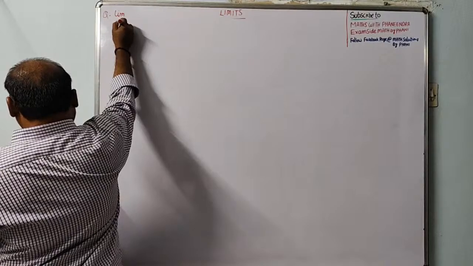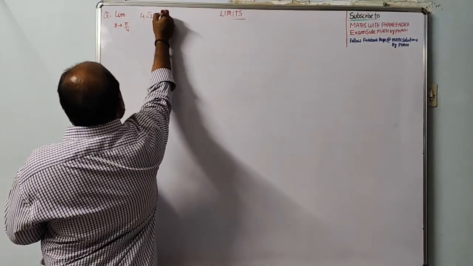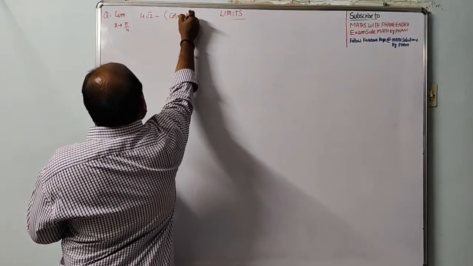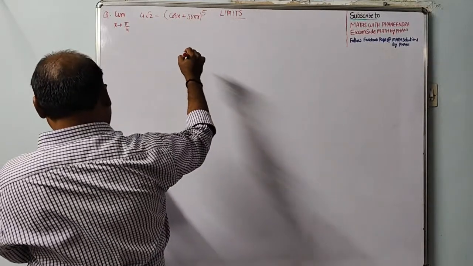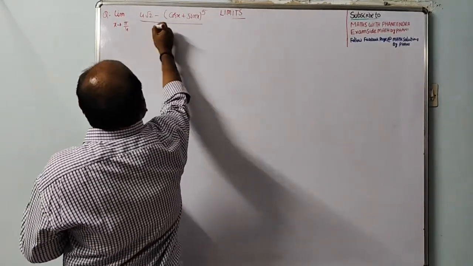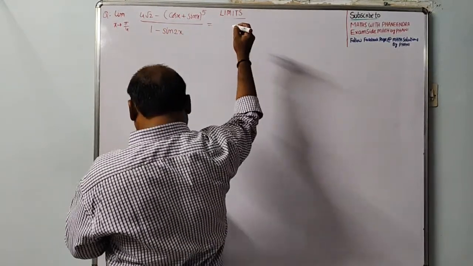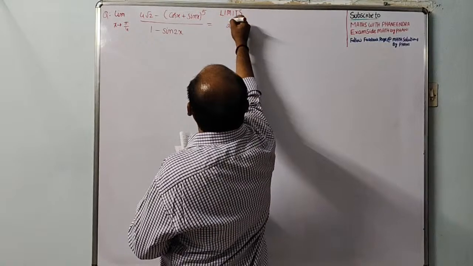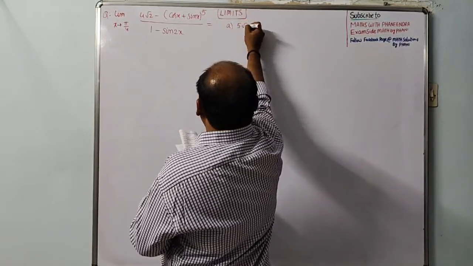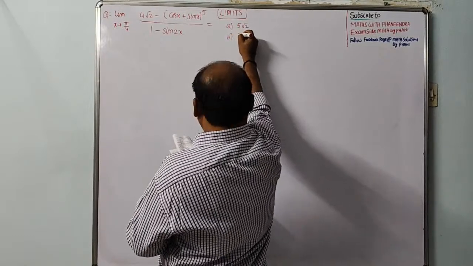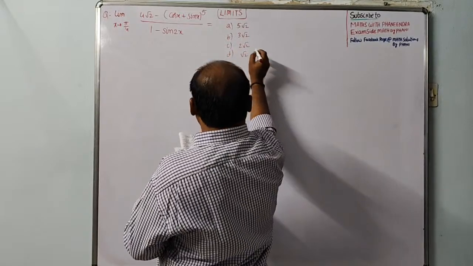Limit x tends to pi by 4, 4 root 2 minus cos x plus sin x whole power 5 divided by 1 minus sin 2x is equal to, options: 5 root 2, 3 root 2, 2 root 2, only root 2.